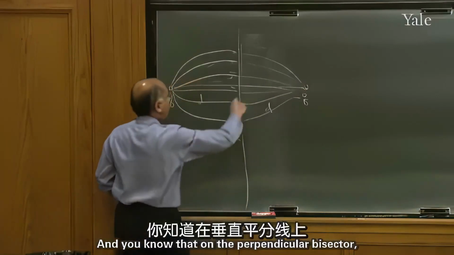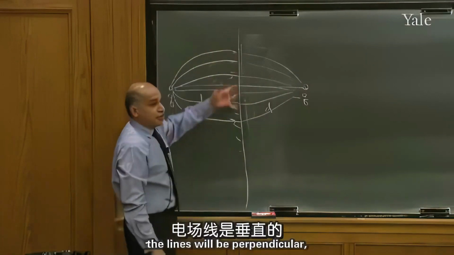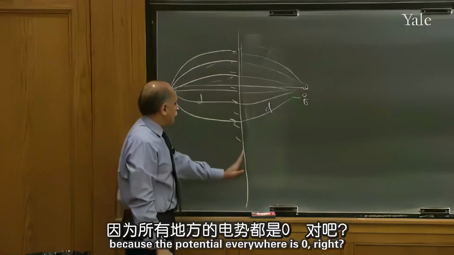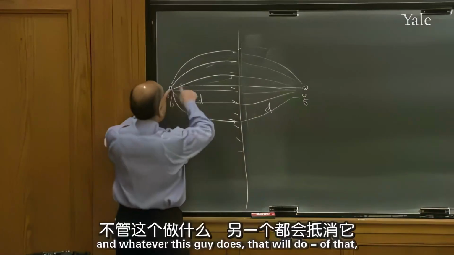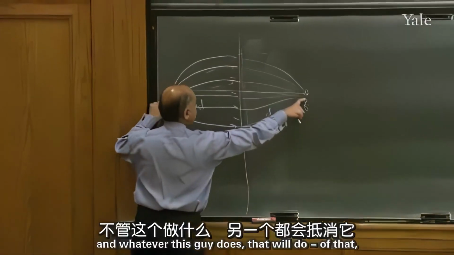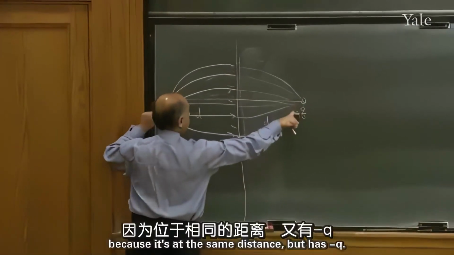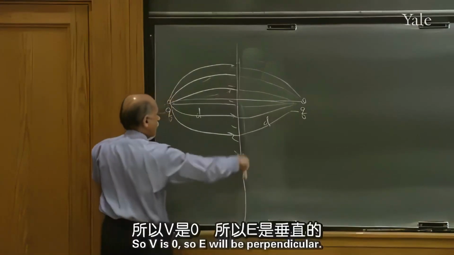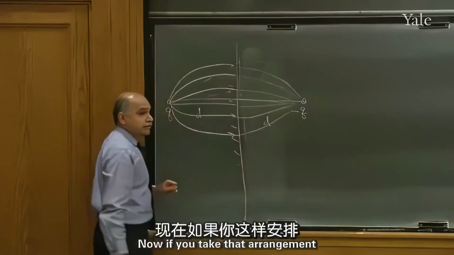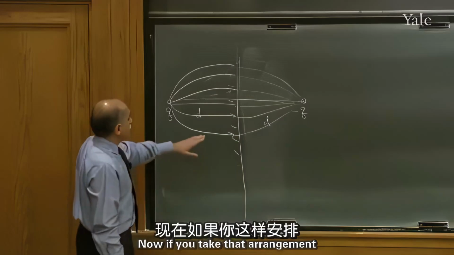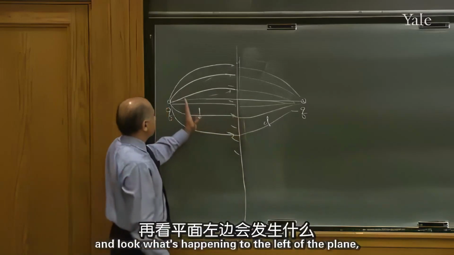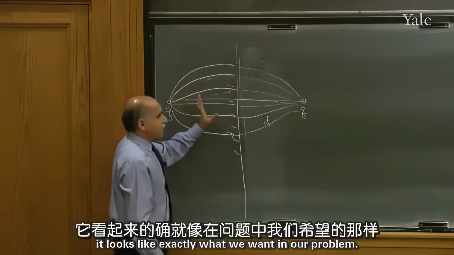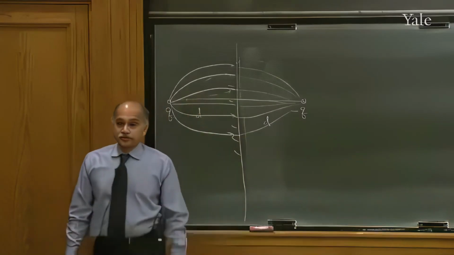And you know that on the perpendicular bisector, the lines will be perpendicular because the potential everywhere is 0, right? Potential is a scalar, and whatever this guy does, that will do minus of that because it's at the same distance, but has minus Q. So V is 0, so E will be perpendicular. Now, if you take that arrangement and look what's happening to the left of the plane, it looks like exactly what we want in our problem.